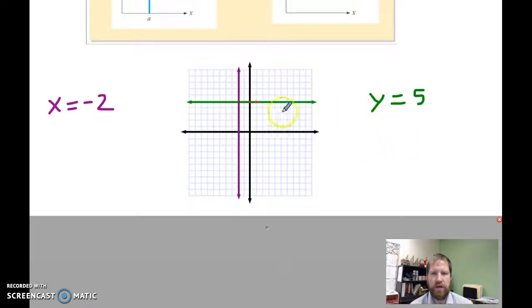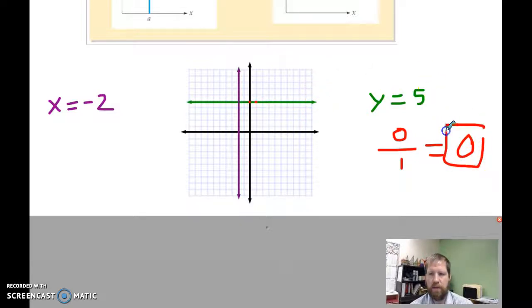So the change in my x is 1. The change in my y, well, it's the same. It's 5 minus 5, so it's going to be 0. Any 2 points I pick along here is going to be 0 over something, and when you have 0 over anything, the answer is going to be 0. So every horizontal line has a slope of 0.